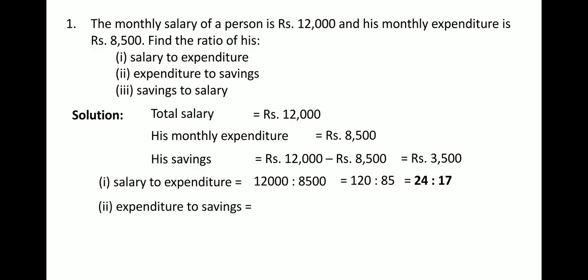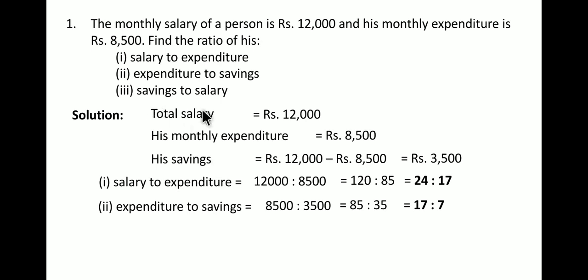Next we have to find the ratio of expenditure to savings. The expenditure is 8,500 and his savings is rupees 3,500. So 8,500 is to 3,500, where zeros can cancel, and 85 is to 35 is obtained. On further simplification, 5 divides 85 17 times and 5 divides 35 7 times. So 17:7 is the ratio of expenditure to savings.